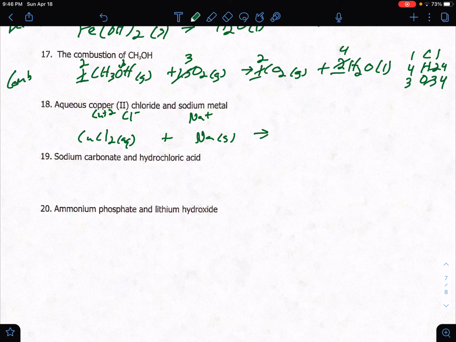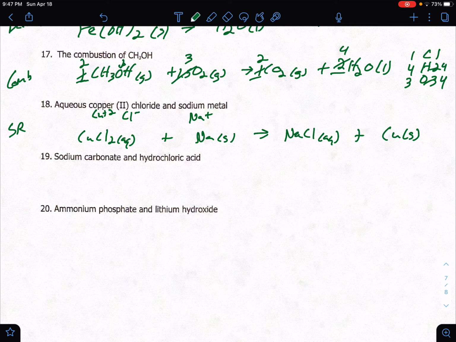So I have sodium, looks like it's trying to take copper's place, so this is going to be a single replacement. So to see, is sodium better than copper? It is. So that means chlorine is going to dump copper. So this is going to make NaCl. So +1, -1, those are already balanced. So this is going to be aqueous. And now copper is by itself, so this is going to be Cu, and this is a solid.